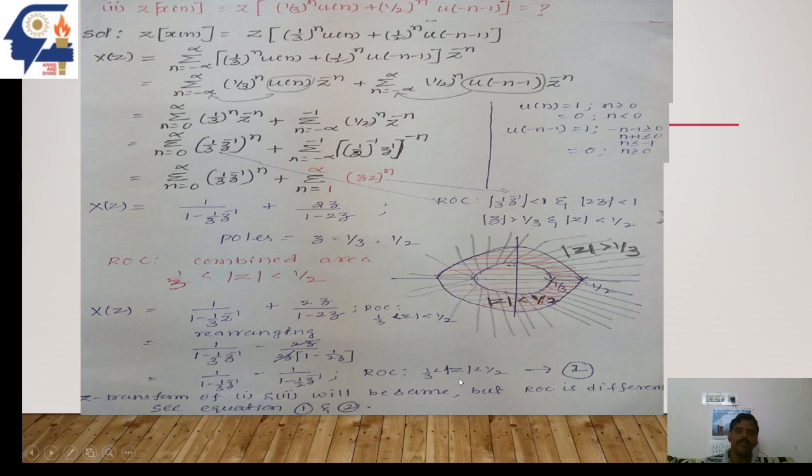For the second one, ROC is mod Z greater than 1 by 3 and less than 1 by 2. If you take the first problem, the ROC is mod Z greater than 1 by 2. That means the Z transform of the first two problems is the same, but there is a difference only in ROC.